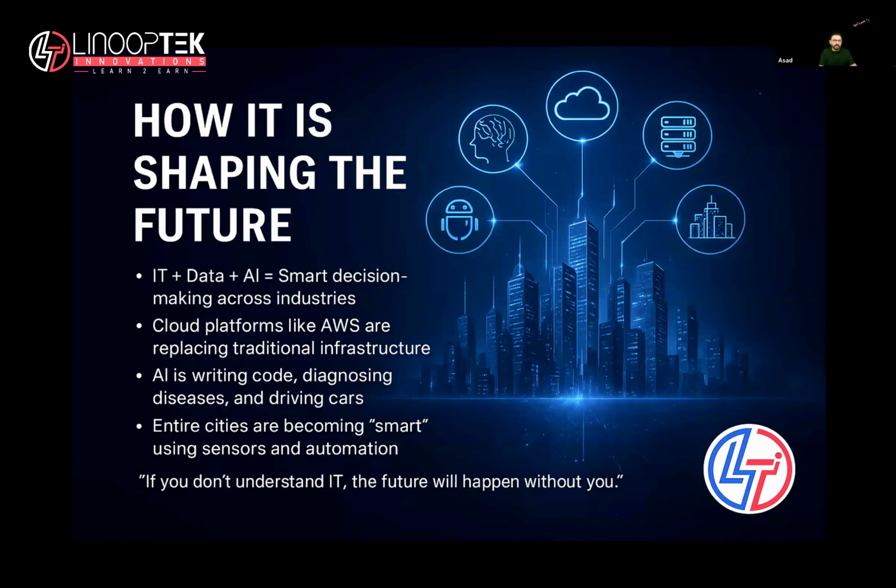You don't require a physical server anymore in order to run your company, work on the idea that you're developing, or innovate in any domain. You can just go to Amazon Web Services, Google Cloud Platform, or Microsoft Azure and buy or rent a server and run your infrastructure on top of that. And artificial intelligence, also known as AI, is writing code, diagnosing diseases, and driving cars, like I mentioned.